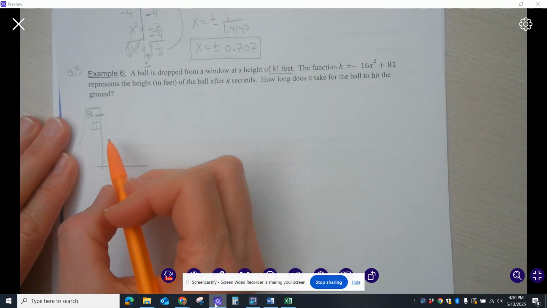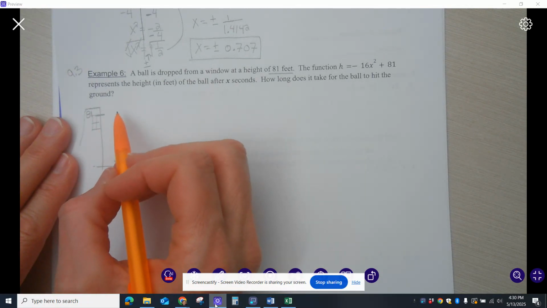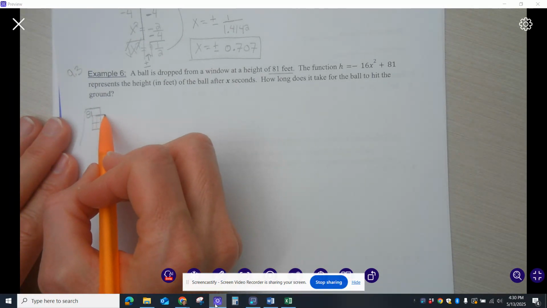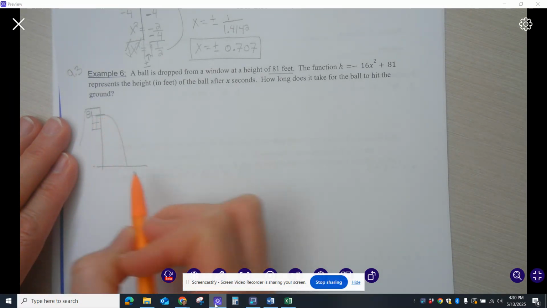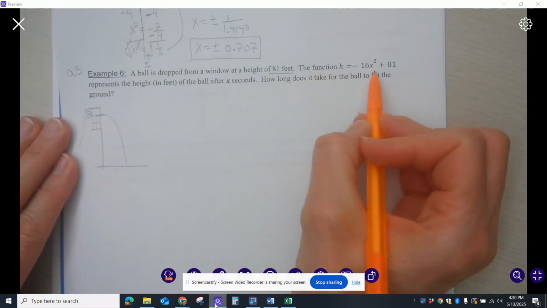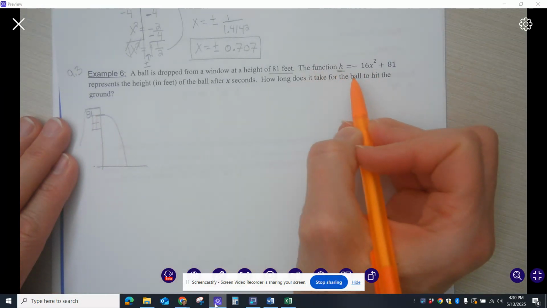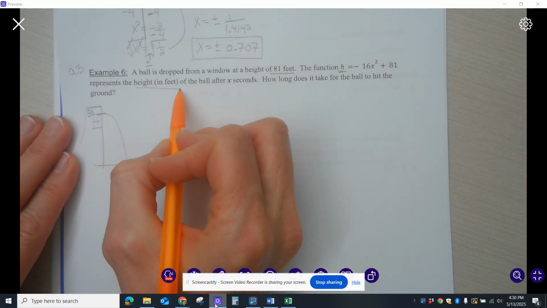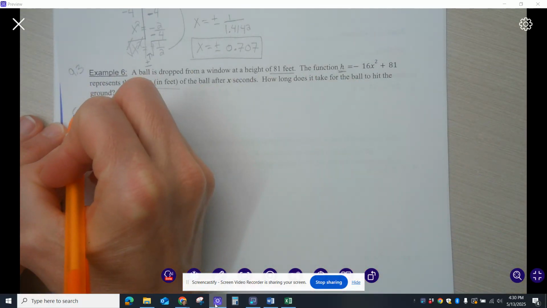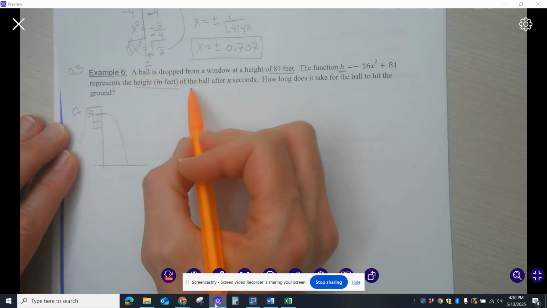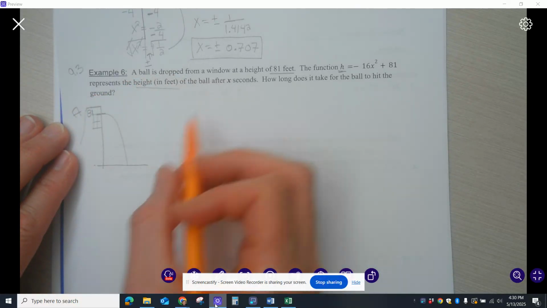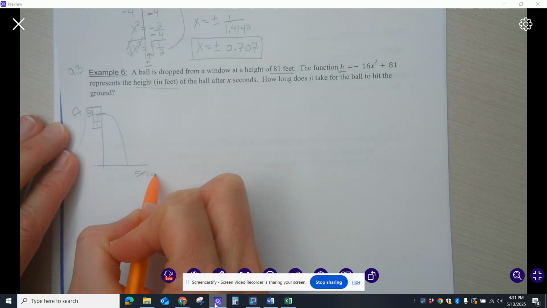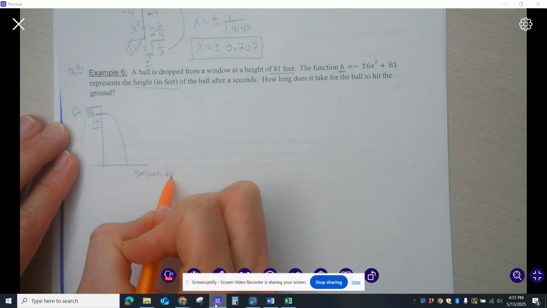Okay, someone drops a ball out the window. So what does the ball do when it drops out the window? It falls down. So this is the ground. It says the function h, which is an h because it represents the height in feet. So this means our y-axis is feet of the ball, x seconds. So our x-axis is seconds.